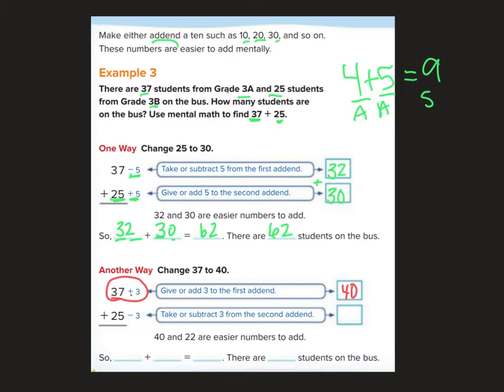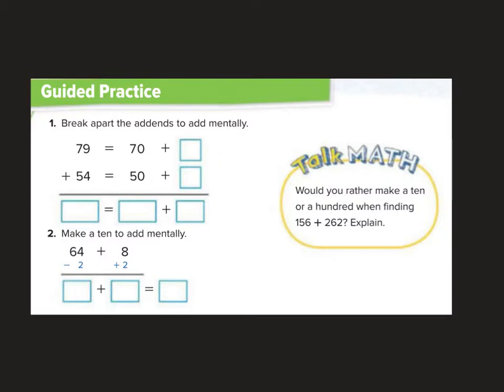You just pick one. If I'm going to add 3 to 37 to get 40, then that means I need to take away 3 from 25, and that would get me to 22. 40 plus 22 is 62. Notice I get the same answer. So it's whatever you see first. You don't have to put too much thought into it. Whatever you notice first.